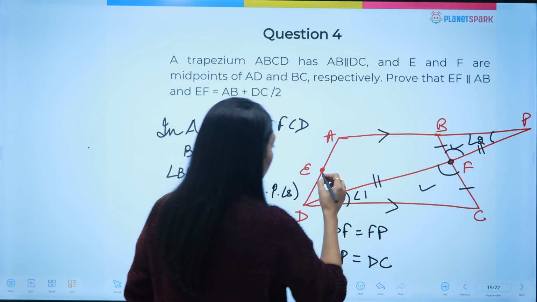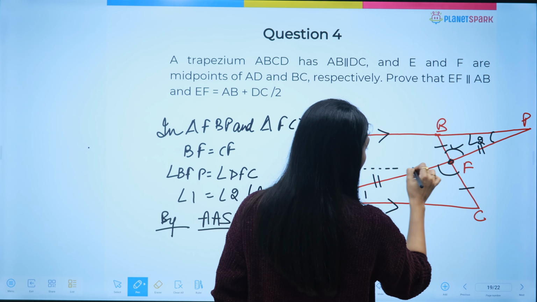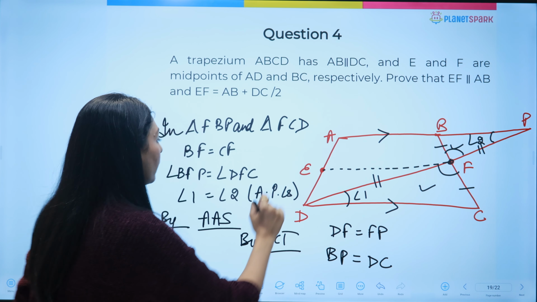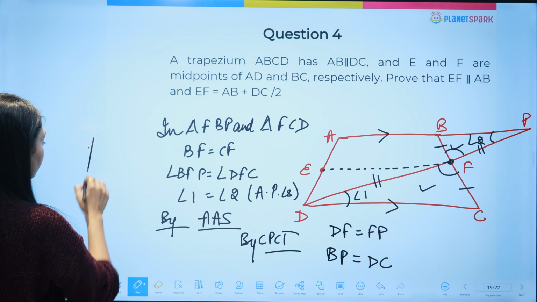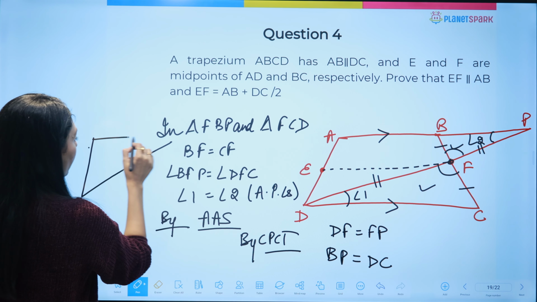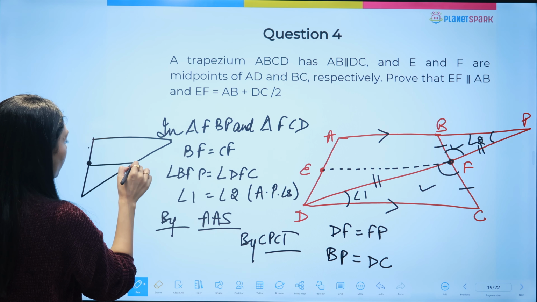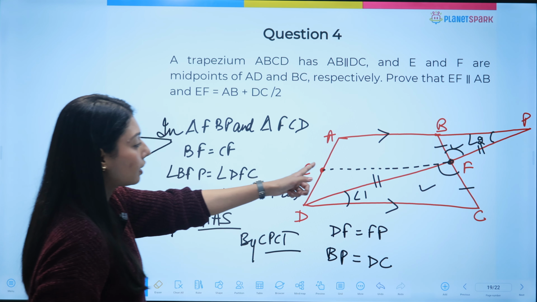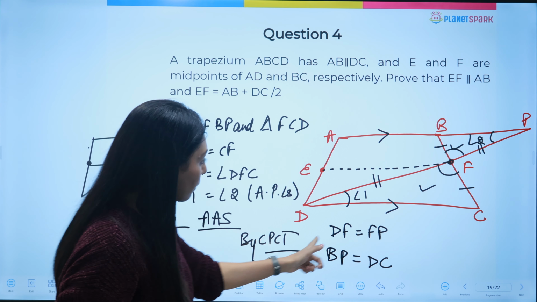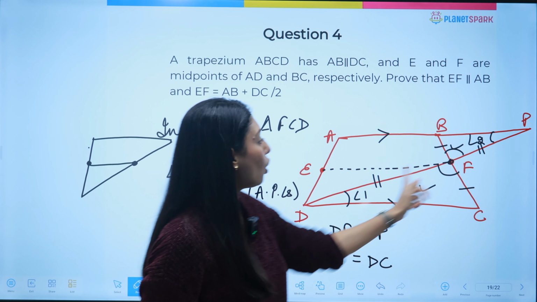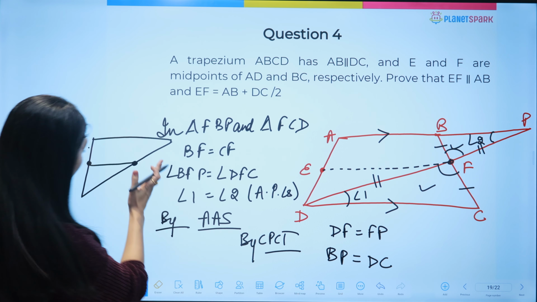EF is parallel to AB. So for that, just join EF. Right? Now look at this triangle. Let me isolate it for you. This is the triangle, and these are the midpoints joined of the sides. E is a midpoint. And from here we have got that F is also the midpoint of DP. Right? So look at this triangle.